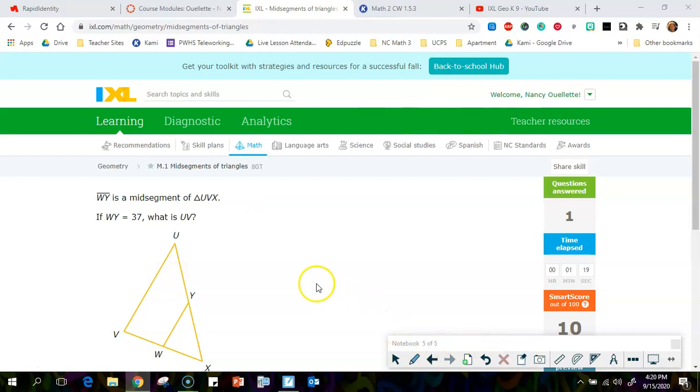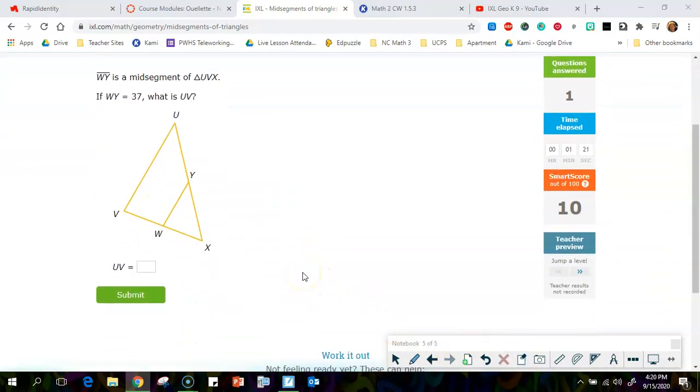Okay, so we have mid-segment WY, and they're saying this time that mid-segment WY right here is 37. So if it's half of VW or UV, then we just multiply 37 times 2 to get the length of UV, so that's going to be 74.